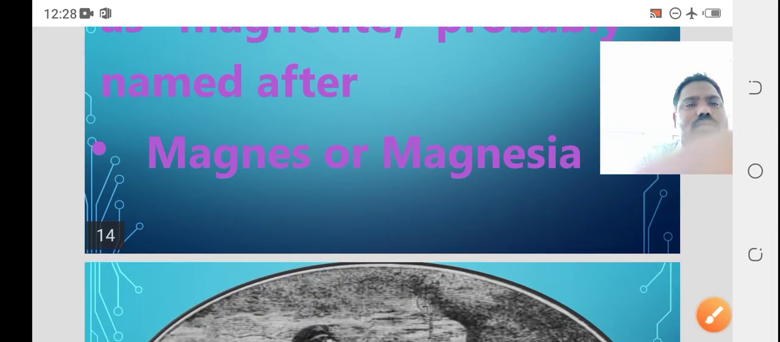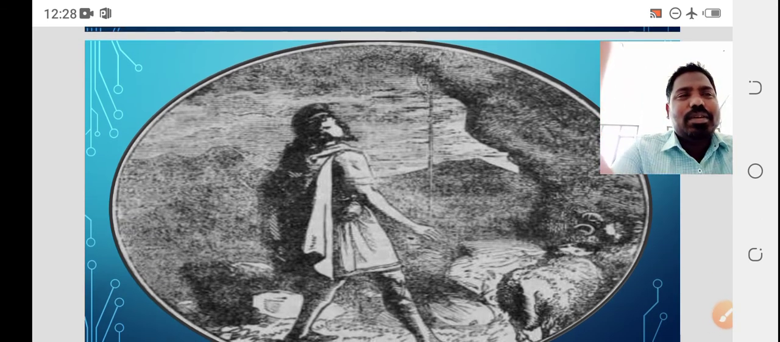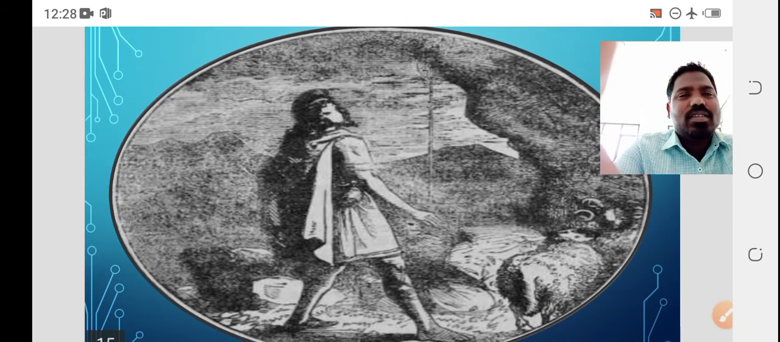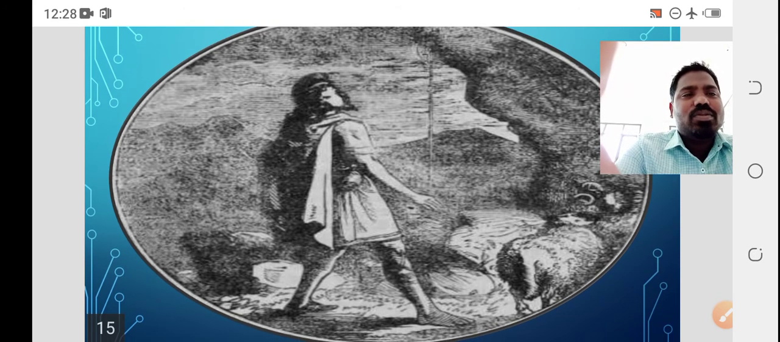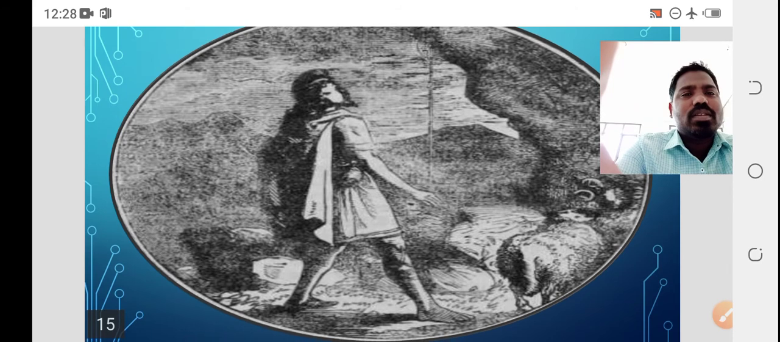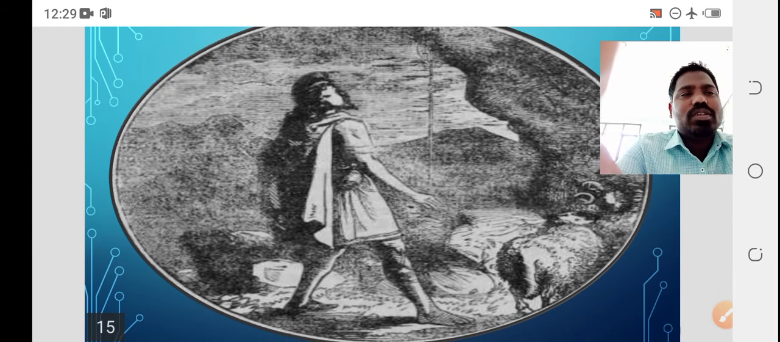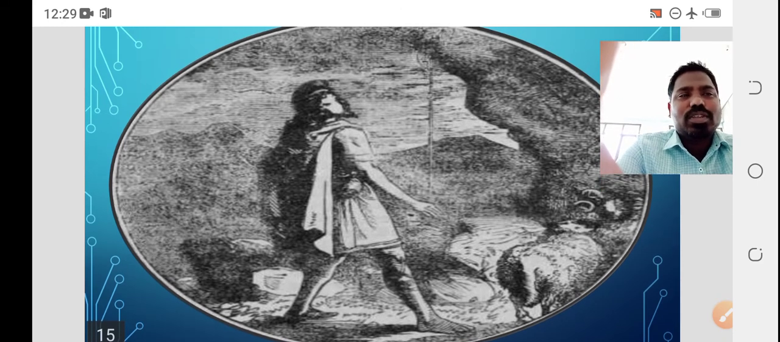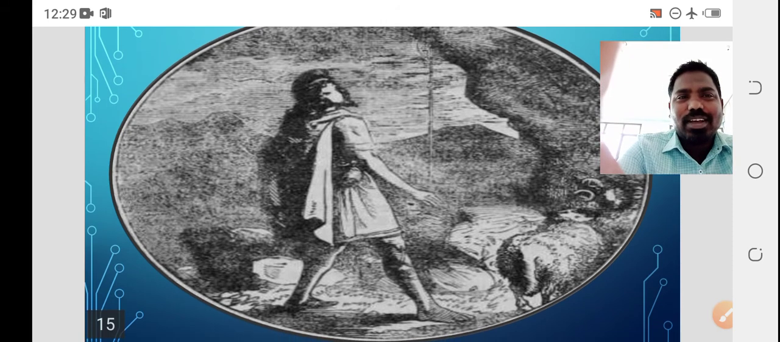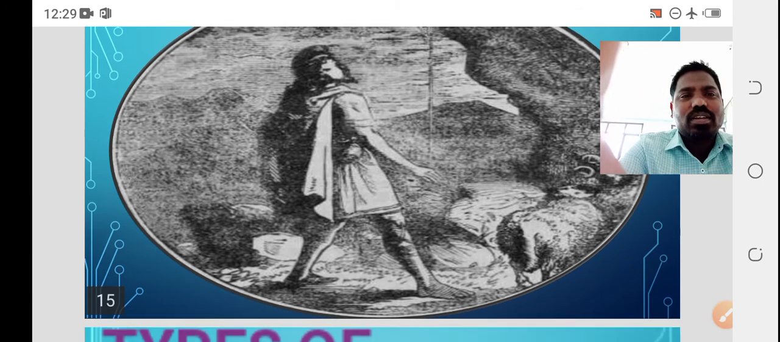This is about the world and history image. The people below, his name is Magnus, and in front is a sheep. His foot, fingers and shoe are stuck to the particular rock. That rock is named magnetite. This was the history of the magnet.